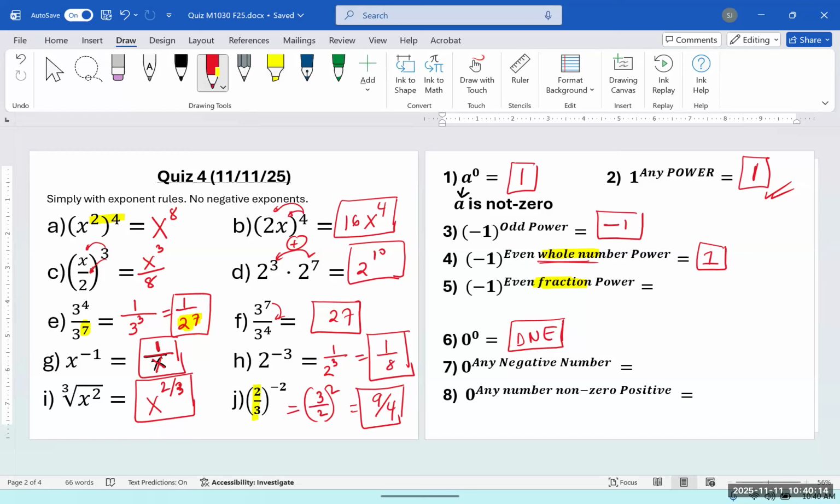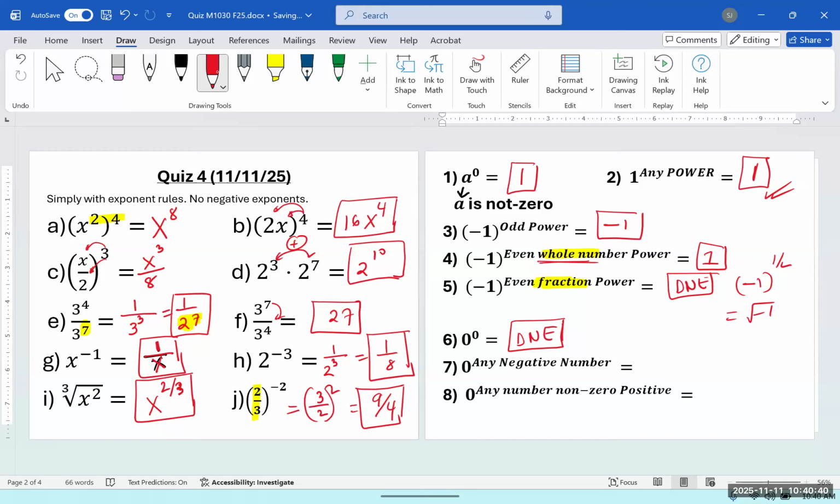It's because you can't have a fraction with a negative. Negative 1 with a fraction power doesn't exist. Why not? Let's think about that. Negative 1 to the 1/2 power means the square root of negative 1. Can you find a number that, multiplied by itself, turns into negative 1?